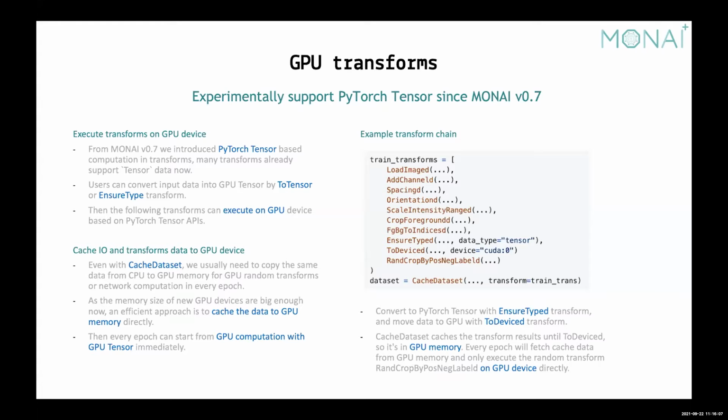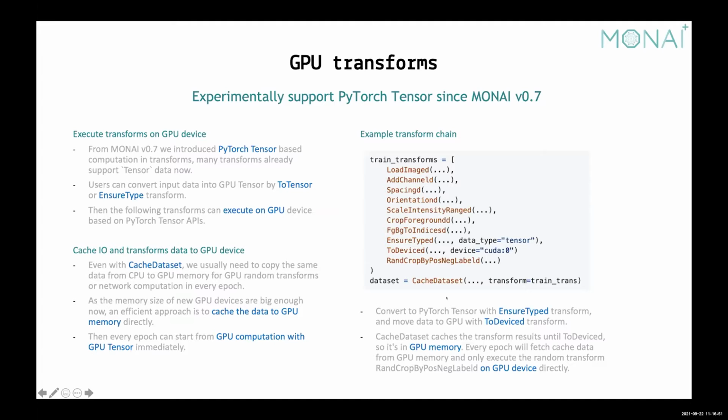At the right side, I prepared an example code to combine all these GPU transform features. Here you can see that we load the image, add the channel dimension, change the image spacing, rotation, intensity range, and do some other transforms. With this ensure type transform, we change the data into PyTorch tensor, and the to device transform moves the data into a GPU device.